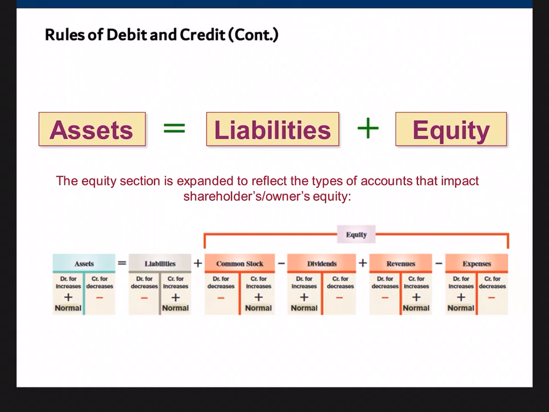By the way, whichever side of the T account is going to increase an account, the opposite will decrease it. So for example, if we're dealing with common stock, if we credit common stock to increase its balance, the opposite will decrease it. So if a credit increases the balance of the account, then we debit it to decrease it.